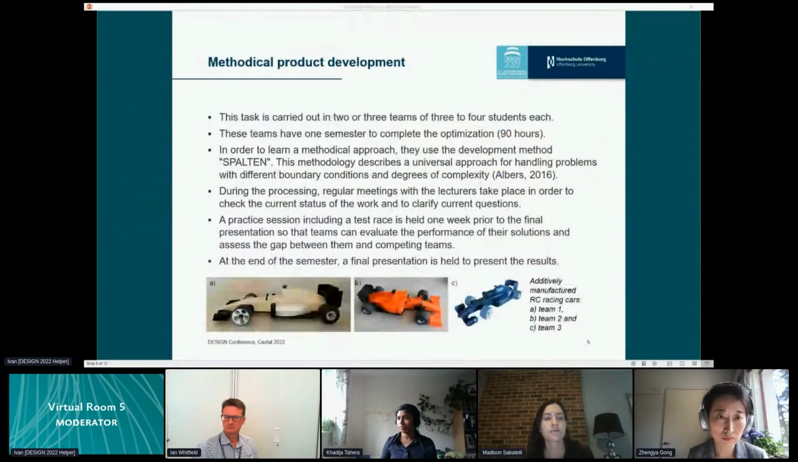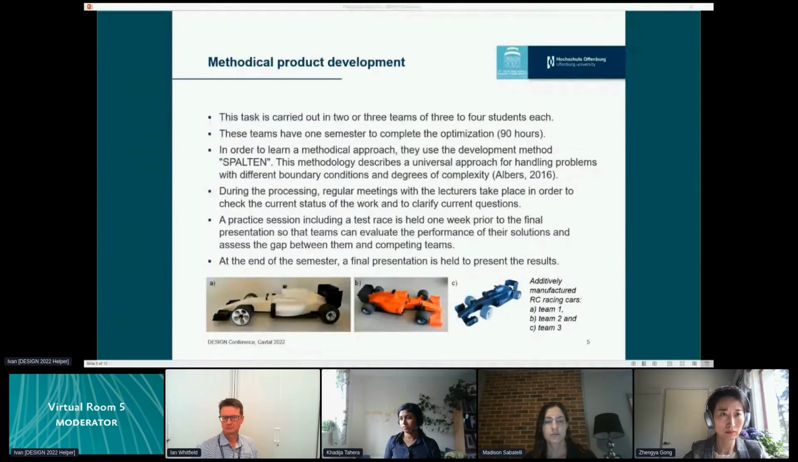This task is carried out in 2 or 3 teams of 3 to 4 students each. These teams have 1 semester to complete the optimization, which represents about 90 hours. In order to learn a methodological approach, they use the development method called with the German acronym SPALTEN.